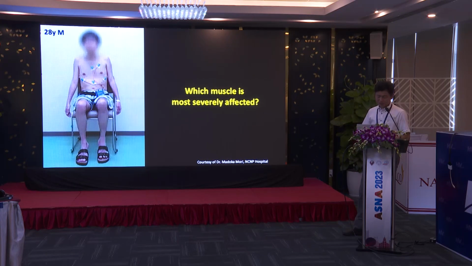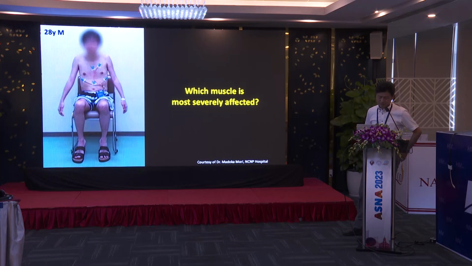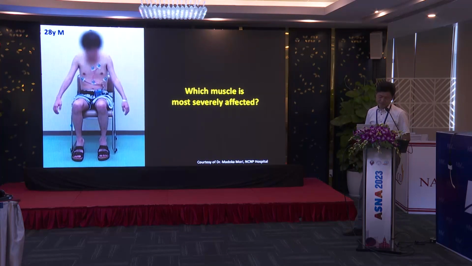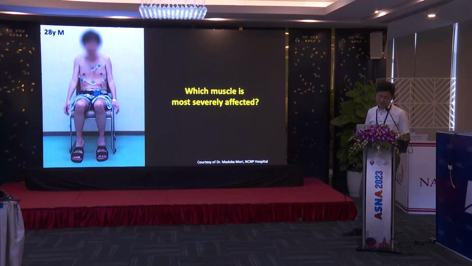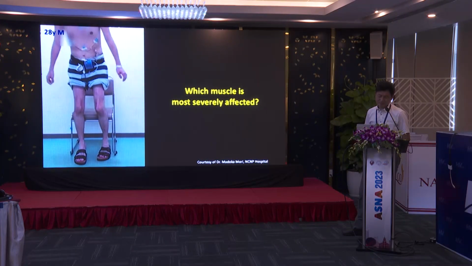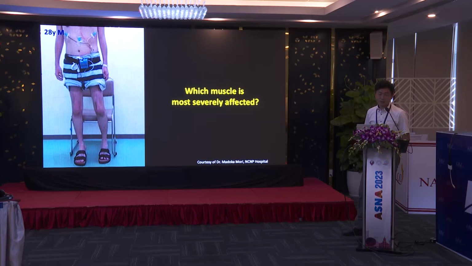This is another condition. Again, let's think about it. Which muscle is more affected? Very difficult. So he had to use his hands to extend his knee joints, but probably hip extension was not that difficult. So again, probably quadriceps muscle is more affected. I think that's what you think.